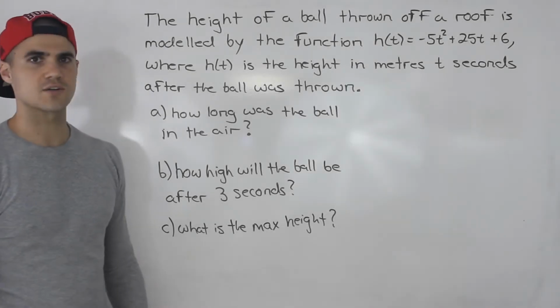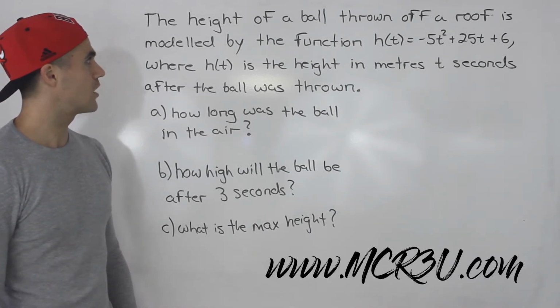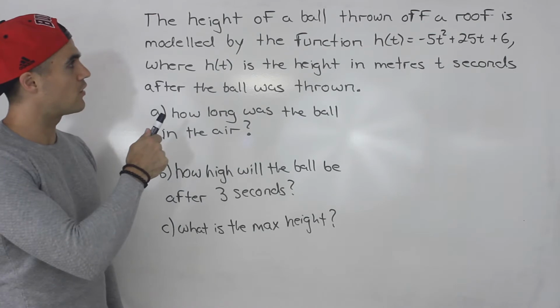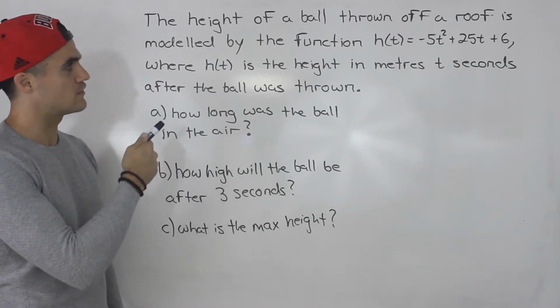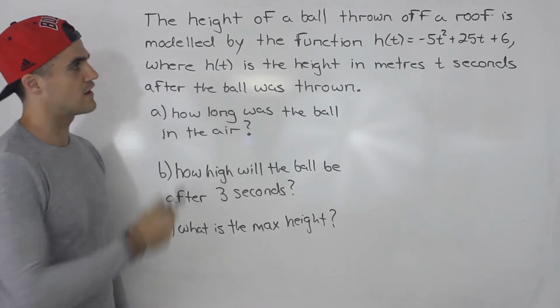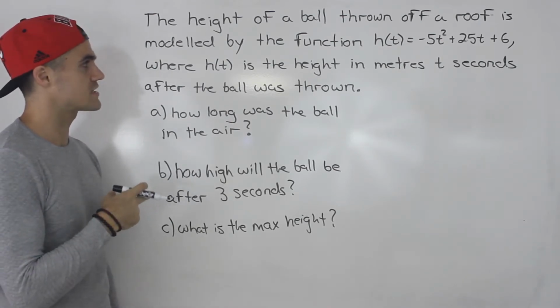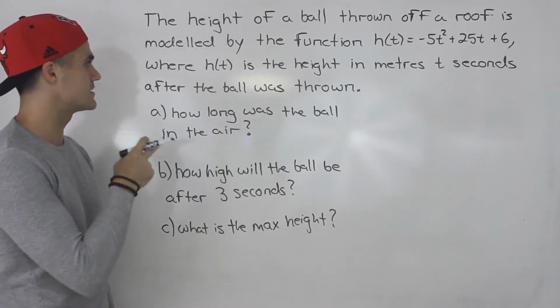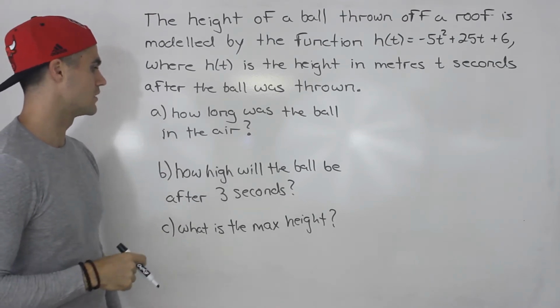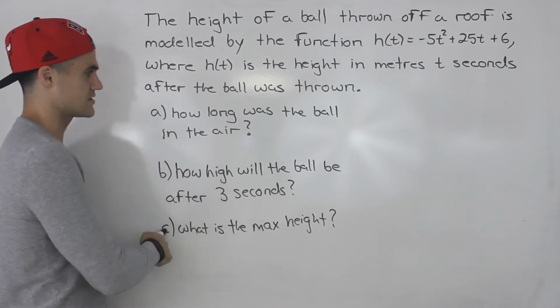Moving on to the next question on the test, we have a word problem here. The height of a ball thrown off a roof is modeled by the function h(t) = -5t² + 25t + 6, where h(t) is the height in meters and t is seconds after the ball was thrown. And we have to answer these three questions here.